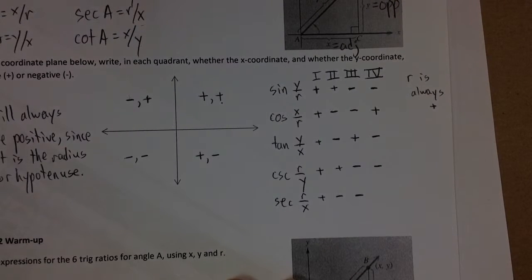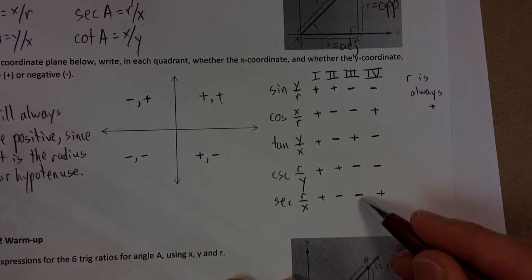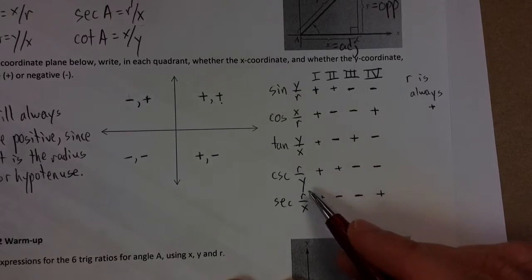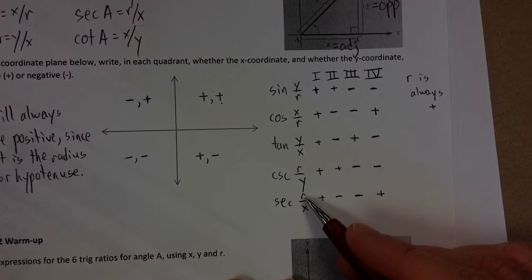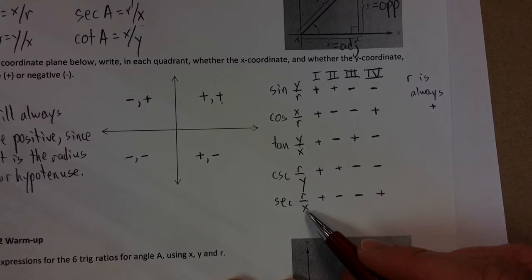And secant, quadrant 4. Positive or negative? Wait, why is the other one negative? Positive. Why is this one negative? Yeah, because a negative and a negative is positive. r is always positive, by definition. Yeah. X in the third quadrant is negative. Right? Oh, okay, yeah. Okay.